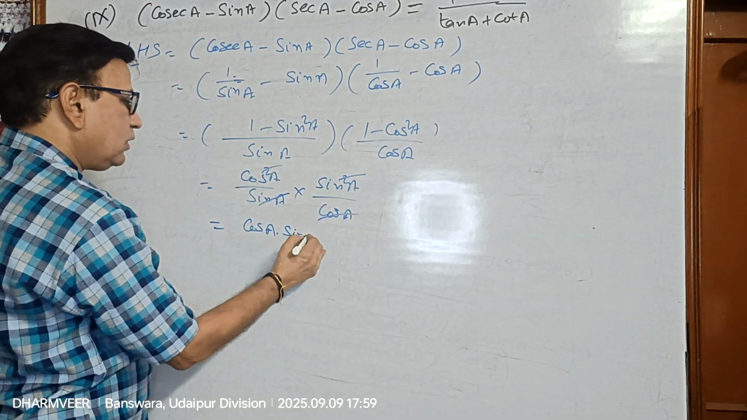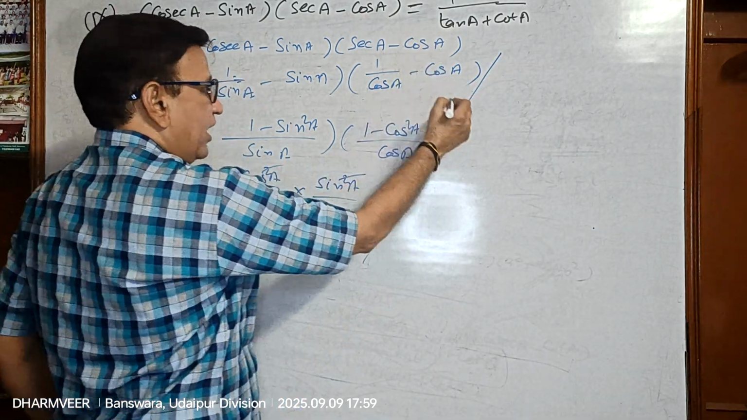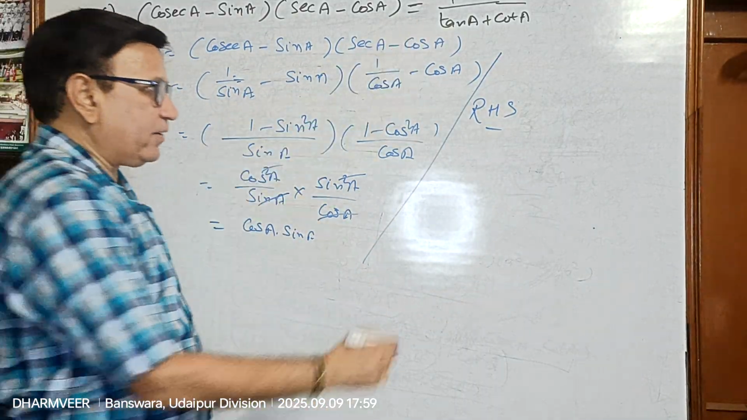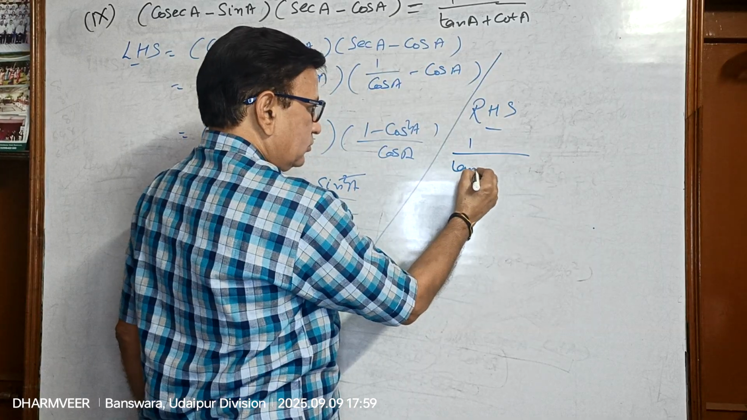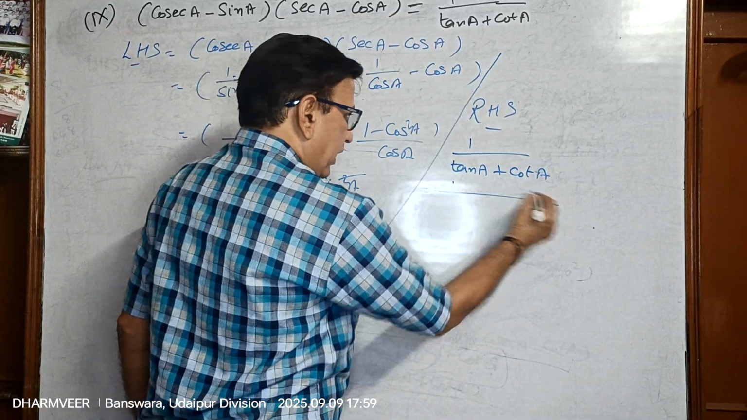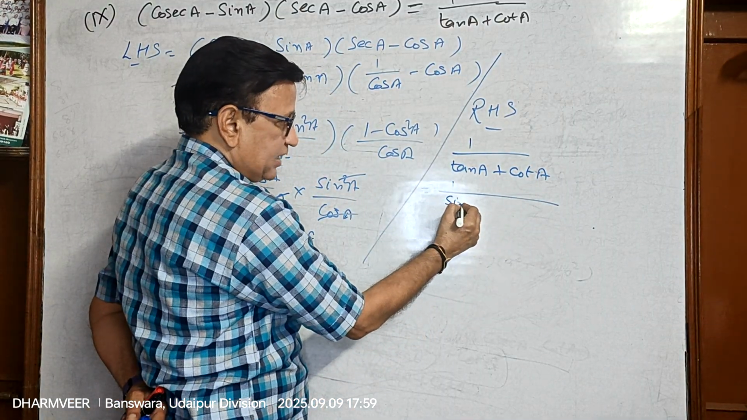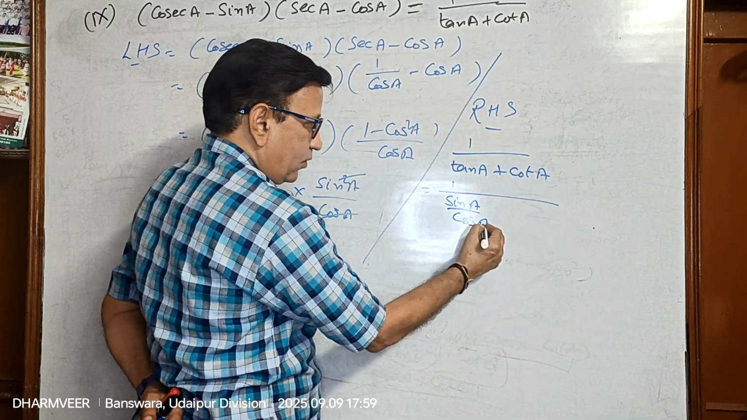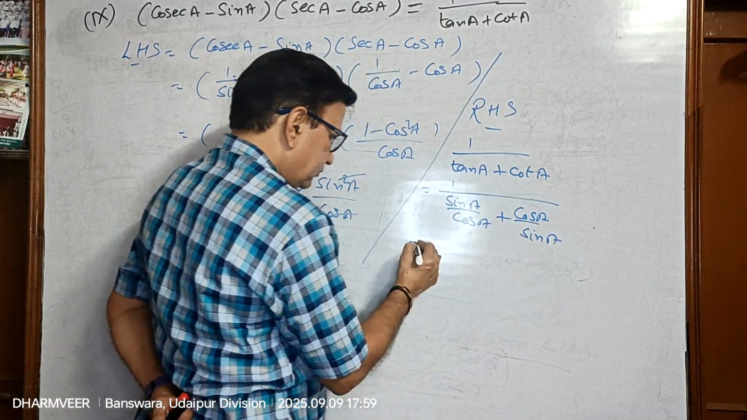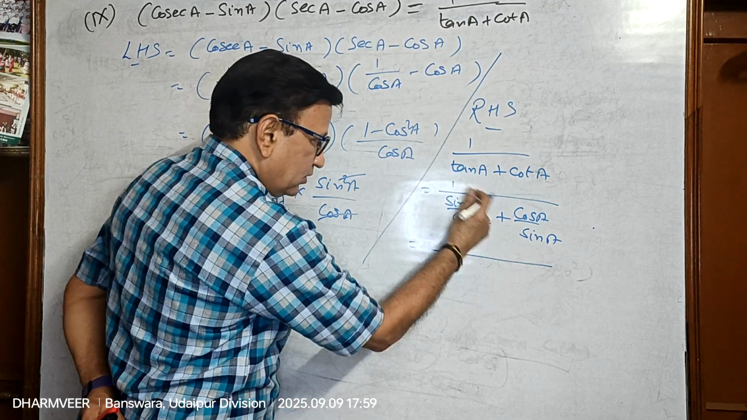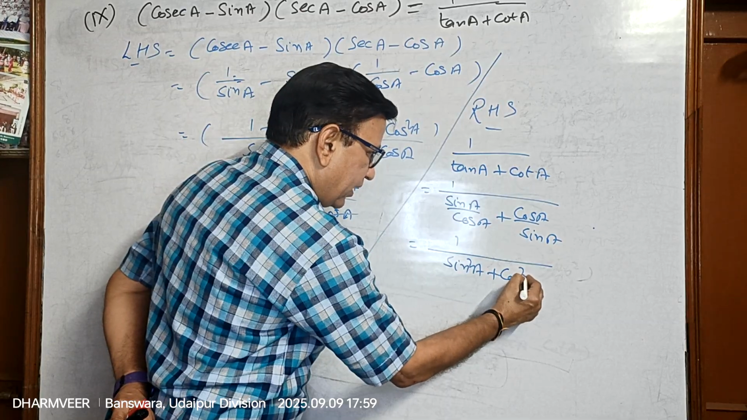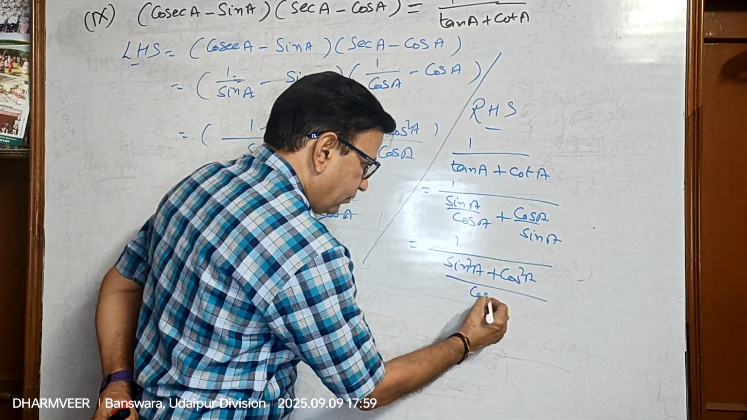Dot sin a. Now this time we have to solve the RHS also, because we are not getting the RHS directly. So solve the RHS once again: 1 upon tan a plus cot a. Right? So write tan means sin upon cos a plus cot means cos a upon sin a. Alright? So this is the LCM: sin square a plus cos into cos, cos square a, upon cos a sin a.